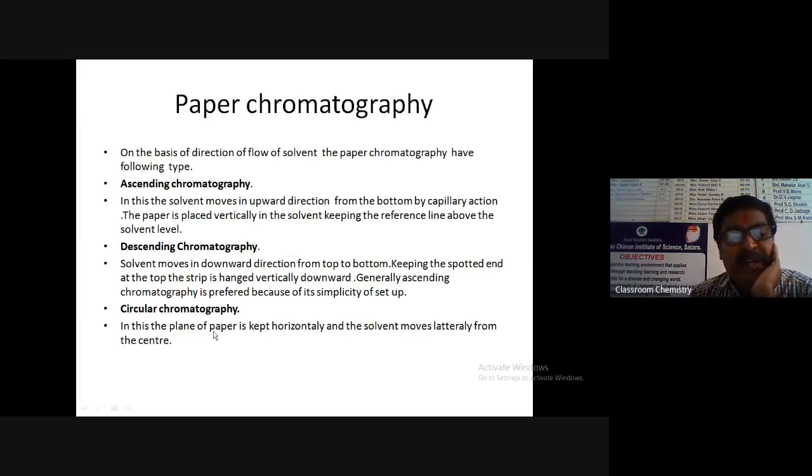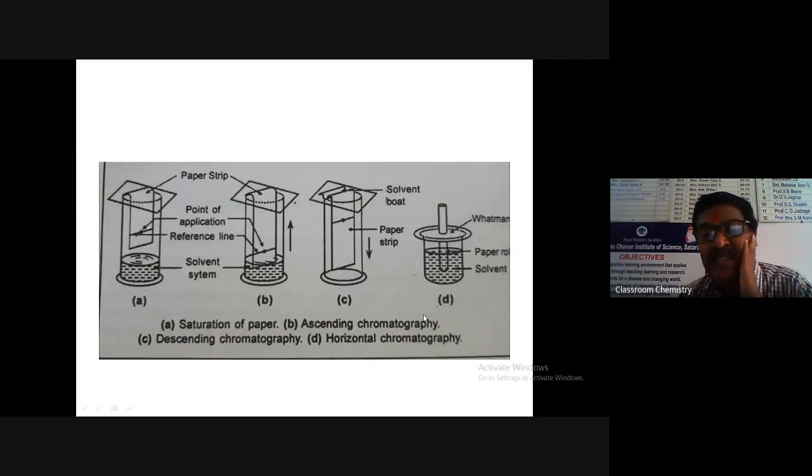In this, the plane of paper is kept horizontally and the solvent moves laterally from the center. This is known as horizontal chromatography or circular chromatography. हा तुमचा वॉटमन फिल्टर पेपर आहे इथं ठेवलेला. या पेपर मधून तुमचं हे इथं येणार सॉल्व्हंट आणि ह्या पेपरवर हॉरिझॉन्टली डिस्ट्रीब्यूट होणार, सर्क्युलरली डिस्ट्रीब्यूट होणार आणि ही जी क्रोमॅटोग्राफी आहे तिला आपण म्हणतो हॉरिझॉन्टल क्रोमॅटोग्राफी.